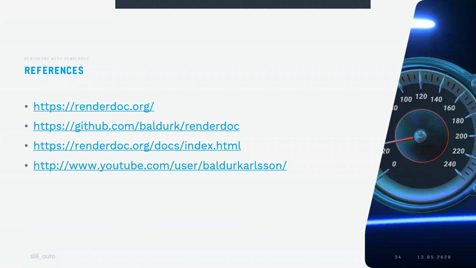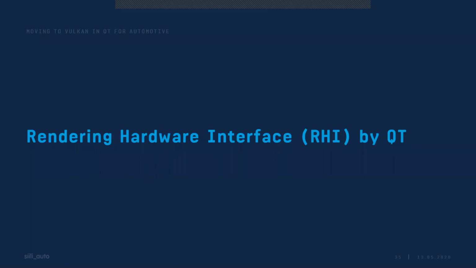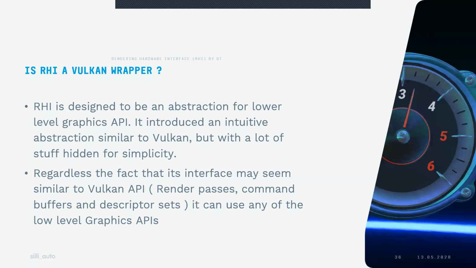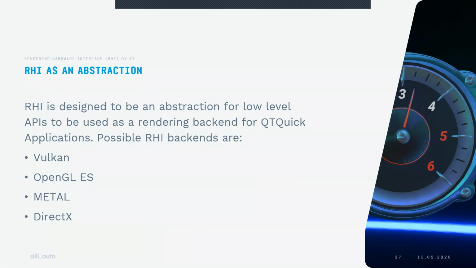Now, as I already said, Qt introduced its own abstraction over graphics APIs, and this abstraction is called RHI. Let me tell you a bit about this API. First of all, what RHI is and what RHI is not. RHI is not a Vulkan wrapper. RHI is supposed to be an abstraction over general graphics APIs, so it is possible to use Metal, DirectX underneath, Vulkan, obviously, and OpenGL.